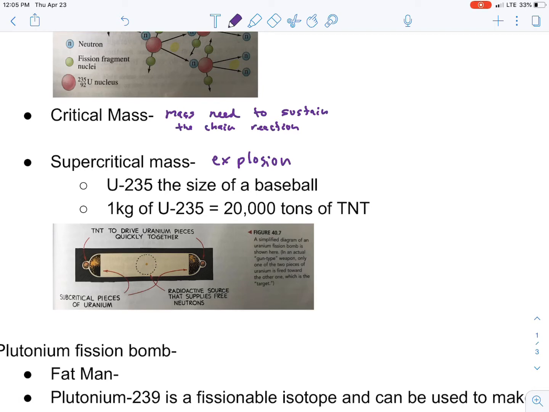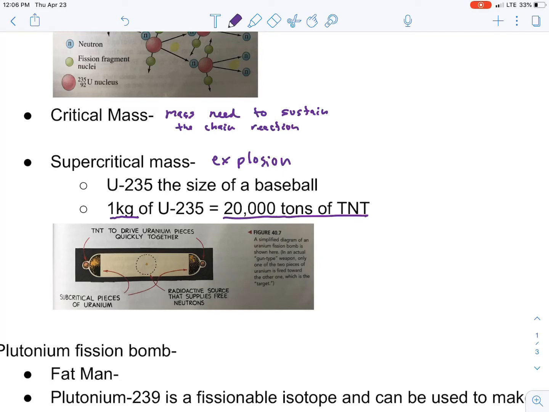The first atomic bomb, which was Little Boy, had a size of uranium-235 the size of a baseball. It had a mass of 1 kilogram, and that produced enough energy to equal an explosion from 20,000 tons of TNT. 20,000 tons of TNT.